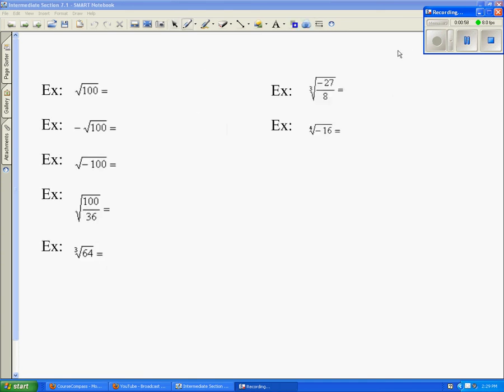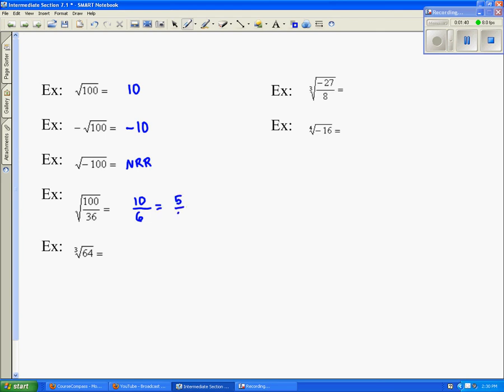Next, we're going to go through and mark these. Square root of 100 is 10, and this negative sign is just left out in front, so we get this. Next, we have the square root of negative 100. Remember this index is even since it's a known 2. When it's an even index, you cannot have a negative radicand, so this is no real root. When we have a fraction, we take the square root of 100, which is 10, and the square root of 36 is 6. Now we need to simplify this fraction, and we're going to get 5/3.